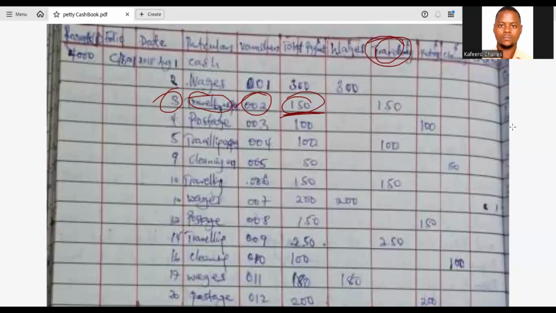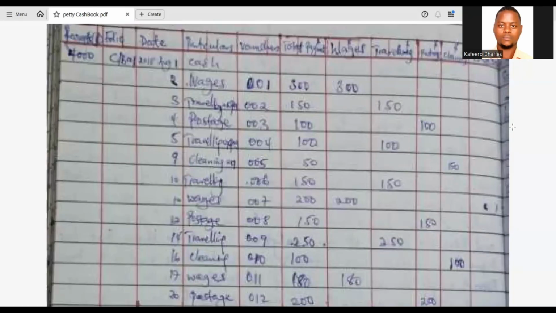Now we are on the one for traveling expenses. So we are done with that. Under the analytical columns, we now have wages, which is extended to the wage column, and traveling expense, which will be extended to the traveling column. Basically, that's how we go about this analytical Petty Cashbook.